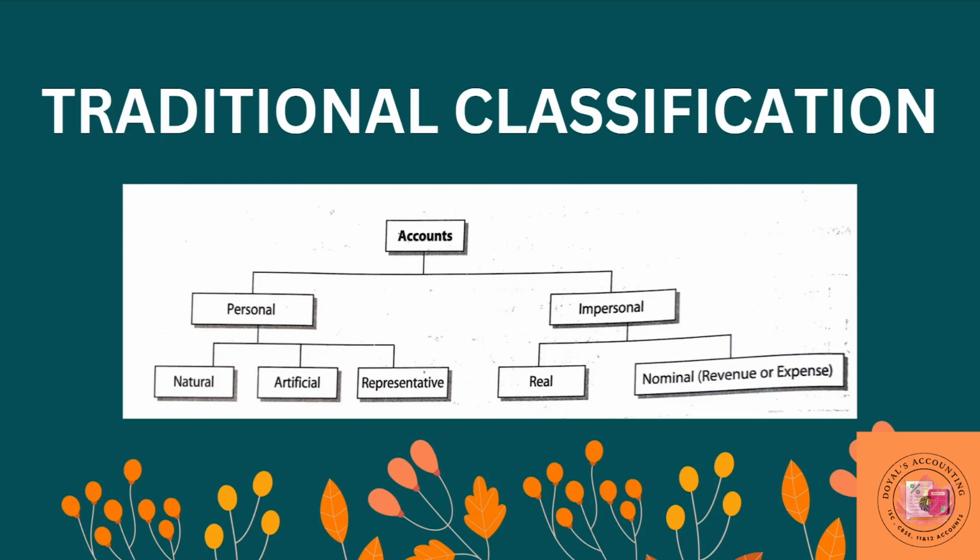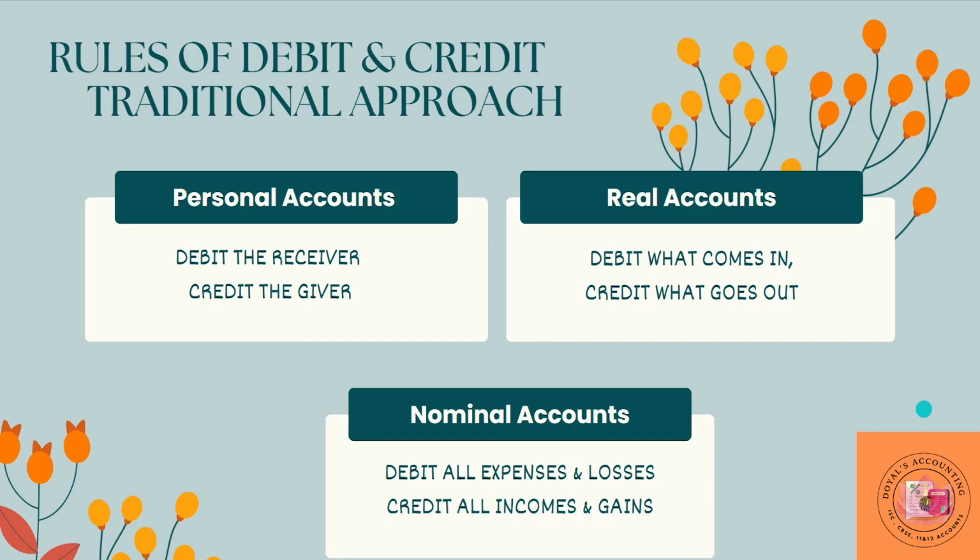Real accounts are the accounts which relate to tangible or intangible assets. For example, land, building, investments, plant and machinery, stock, cash in hand. The rule for all real accounts is debit what comes in and credit what goes out. Okay? Debit what comes in and credit what goes out.